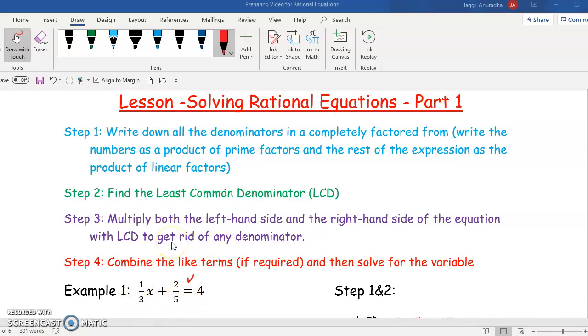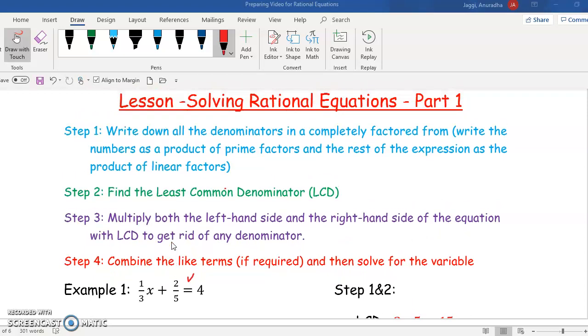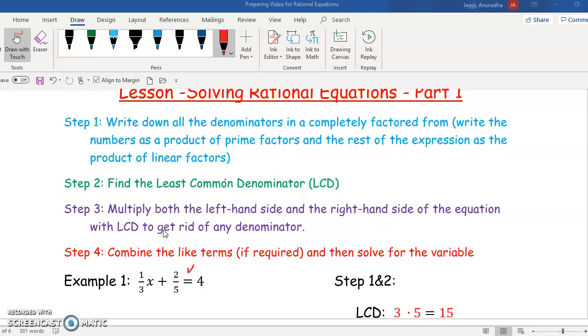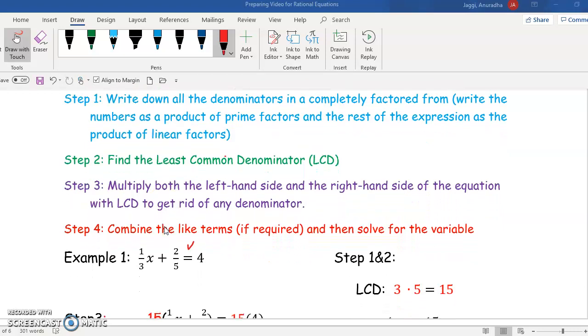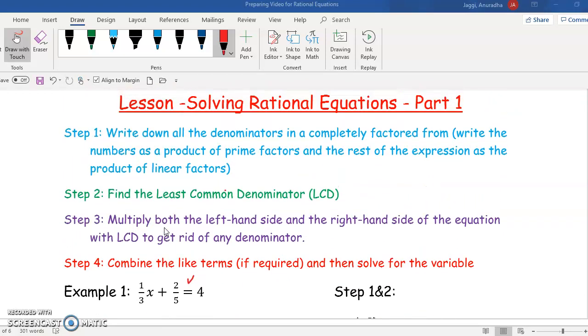In the last 2 weeks, you have been working on forming a least common denominator. So we're going to repeat the same process here. Here, Miss Andrews has put together some nice questions for you to practice and get the concepts right on solving rational equations. So step 1, write down all the denominators in a completely factored form: the numbers as the product of prime factors and the rest of the expression as a product of the linear factors.